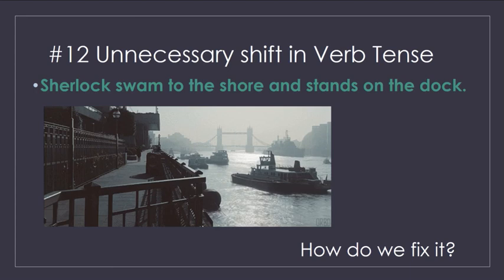Read that sentence out loud to yourself. Something very strange has happened. This is actually physically impossible. If we were to divide this up into two sentences, Sherlock swam to the shore and Sherlock stands on the dock, we've got two complete sentences. We're combining those with the conjunction. We're taking off the second Sherlock there, which means we don't need a comma before our conjunction. This is not a compound sentence. This is one sentence where Sherlock is doing two things. Sherlock does A and B.